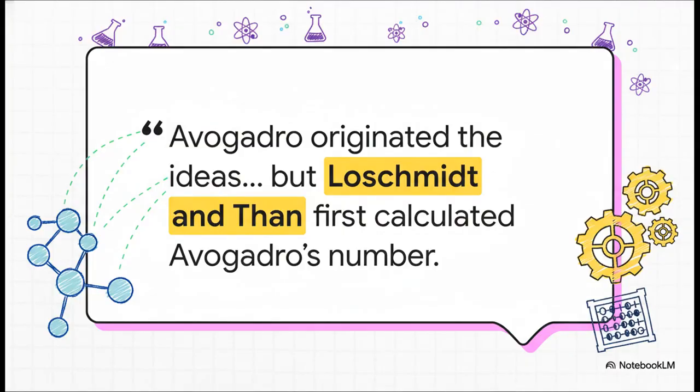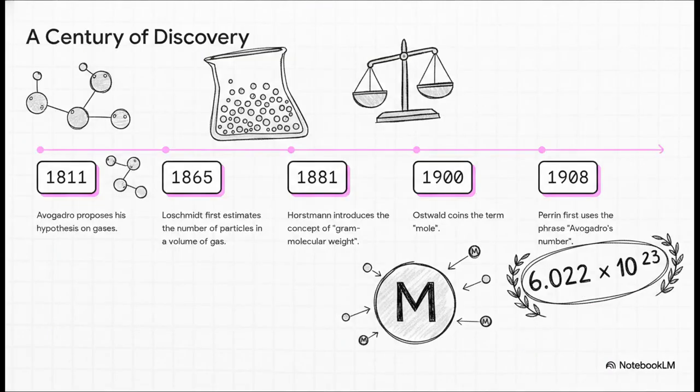And right off the bat, here's plot twist number 1. The guy the number is named after, Amedeo Avogadro, he never calculated it. Not even close. As this paper from 2011 points out, he had the brilliant idea that made it all possible, but the actual number crunching, that happened way later thanks to a whole bunch of other people. I mean, this wasn't a quick discovery. This story plays out over almost 100 years.